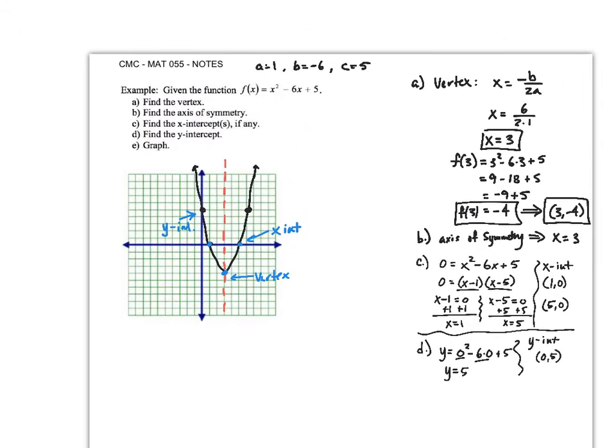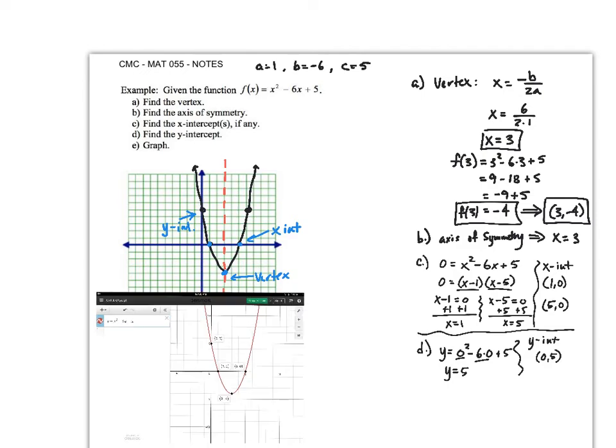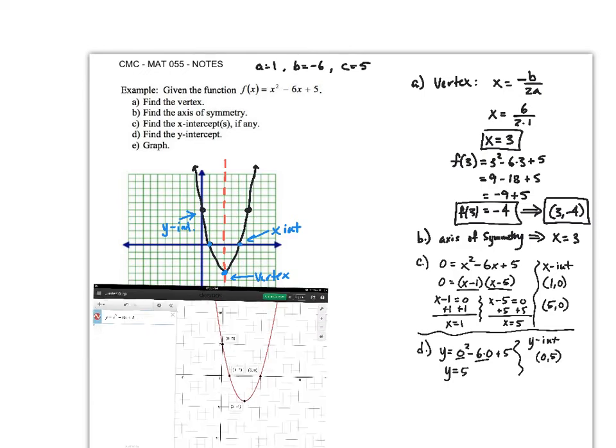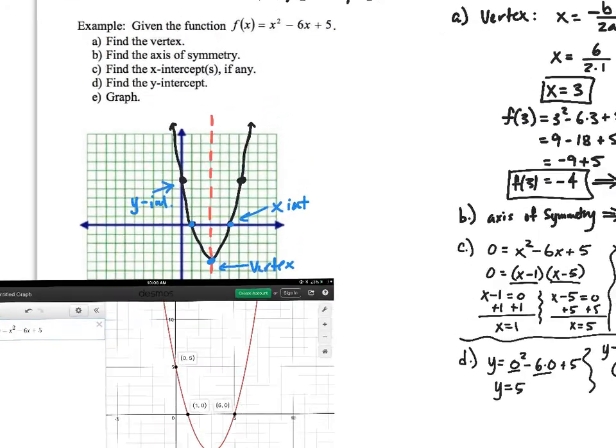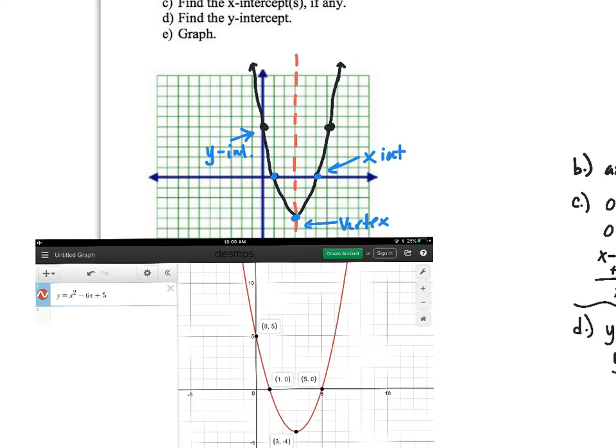So let me add that photo in to here. Let's just take a look at this. So here's what we got. If we look at these same points, my vertex was at 3, negative 4. X-intercepts were at 1 and 5, and then my y-intercept was at 5, which is the same thing that we got here. So we did it right.